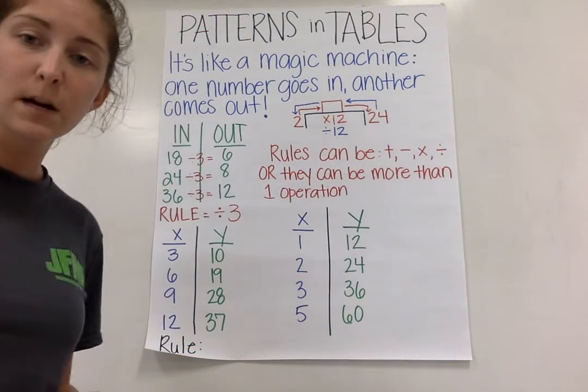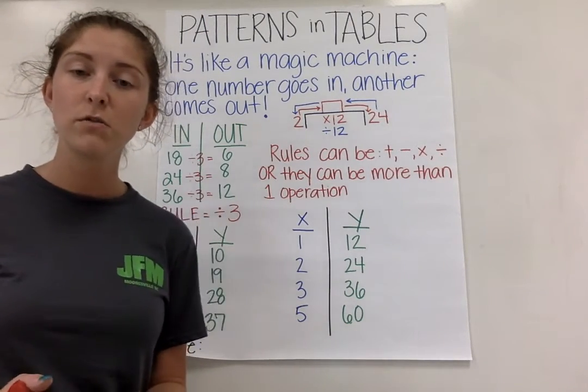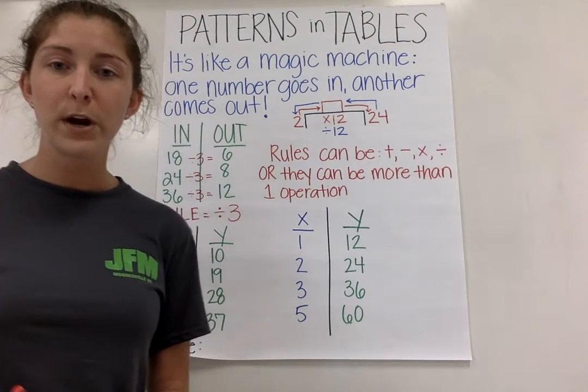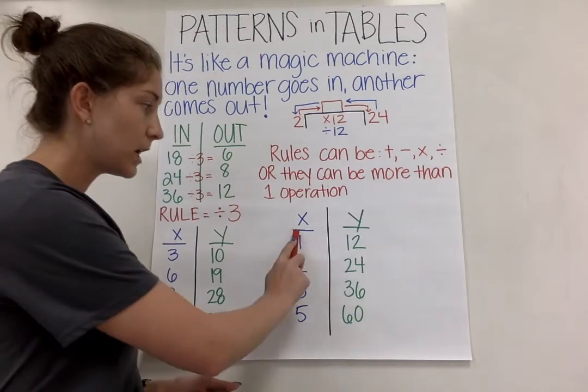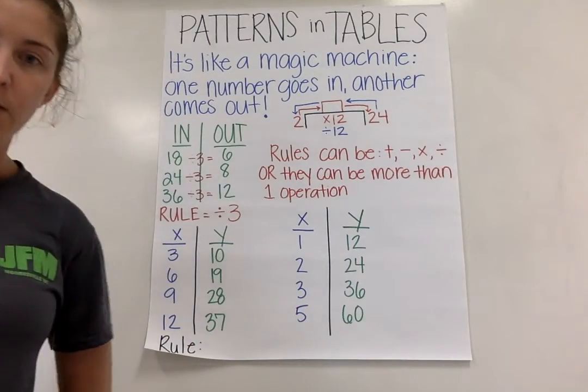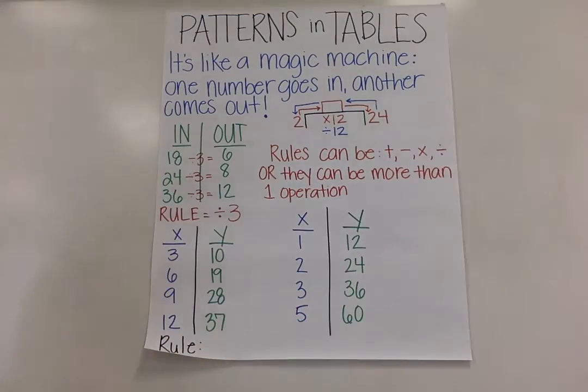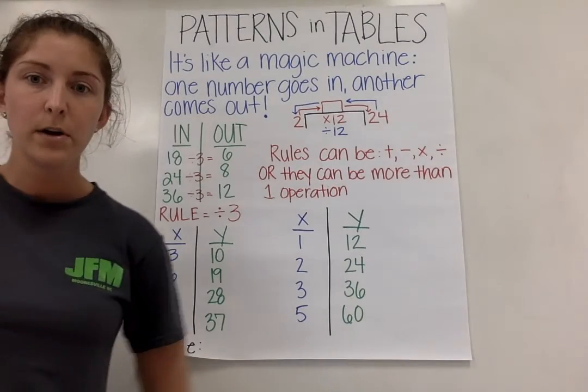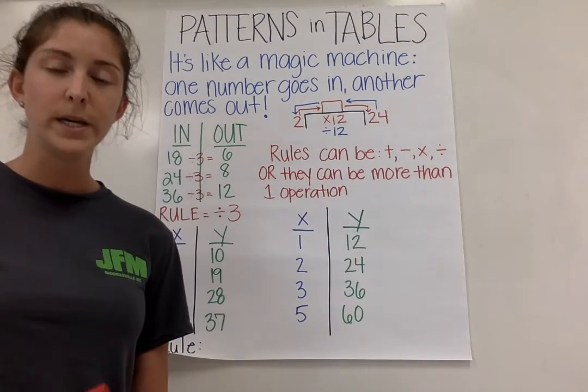Take 30 seconds, talk about it with the person that you're sitting next to, and see if you guys can figure out what the rule to this table is. Remember that it goes across this way. Okay, so talk about that real quick. All right, what do you guys think? What can my rule be here?